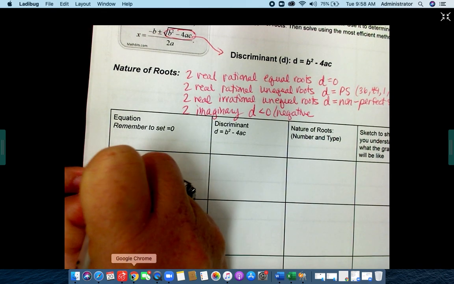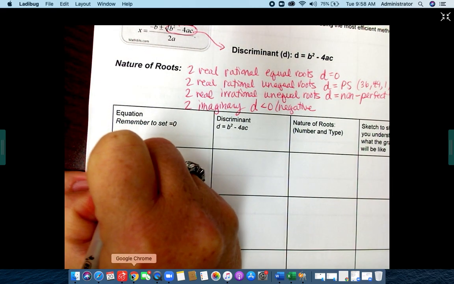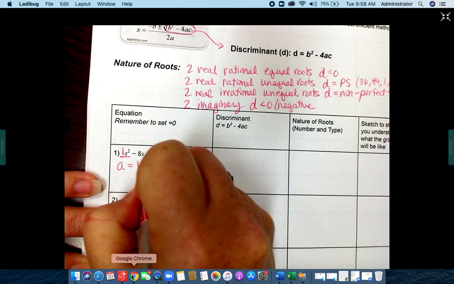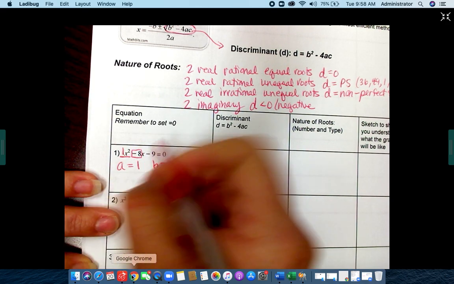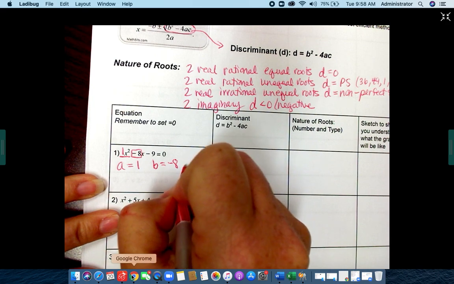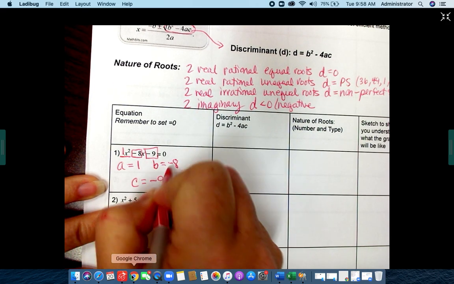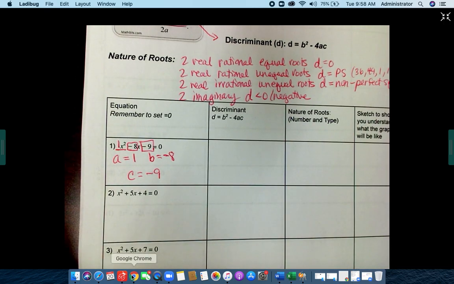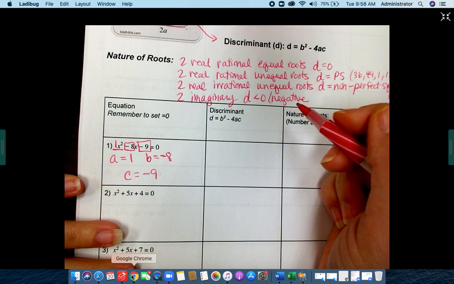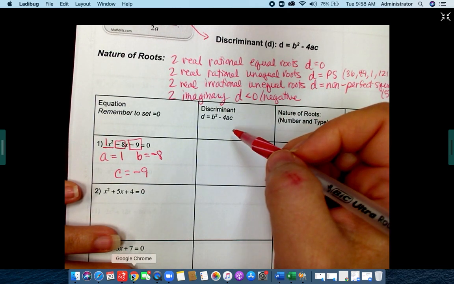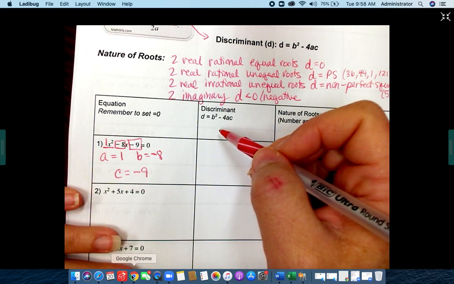My a value is my quadratic coefficient, also known as the leading coefficient. So that's 1. My b value, and you have to pay close attention, is negative 8. And my c value is negative 9. Remember that signs belong to the number that follows. And now we're simply going to plug this in and then use our calculator to evaluate.